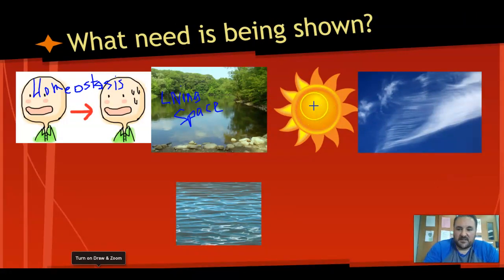Here we have the sun, probably the easiest one on there. This one is energy. Here we have the sky. Well, what's the sky made out of? This one is air. And down here, well, that one's pretty easy too. This one's water.